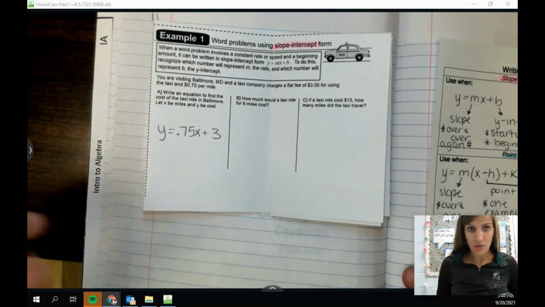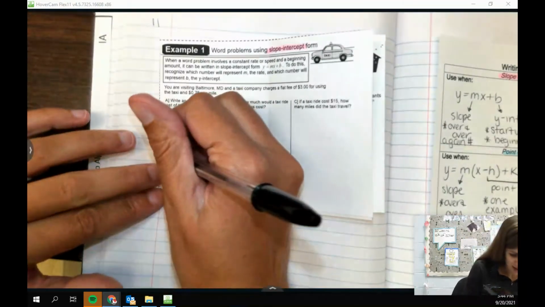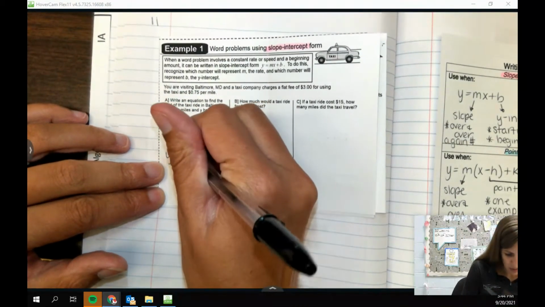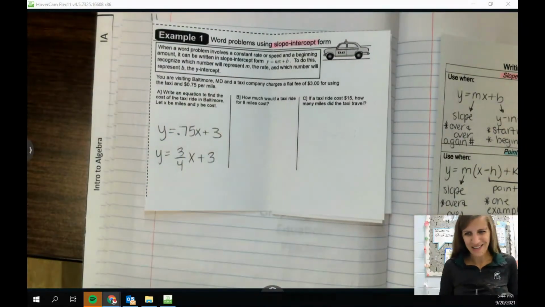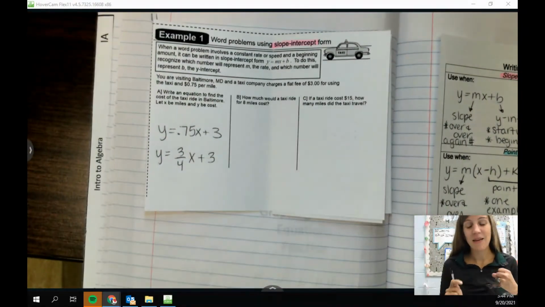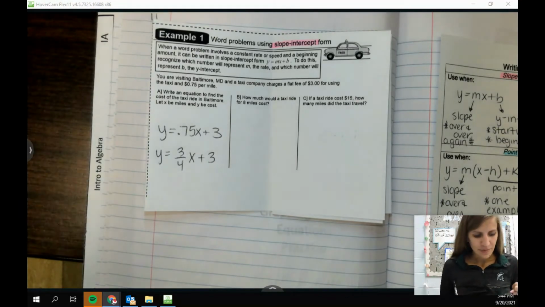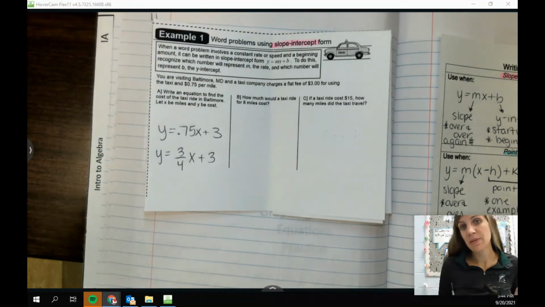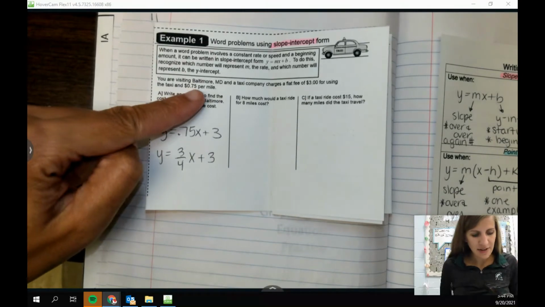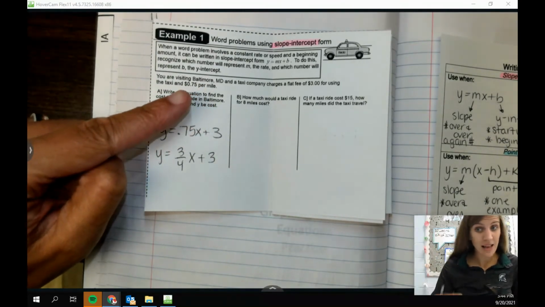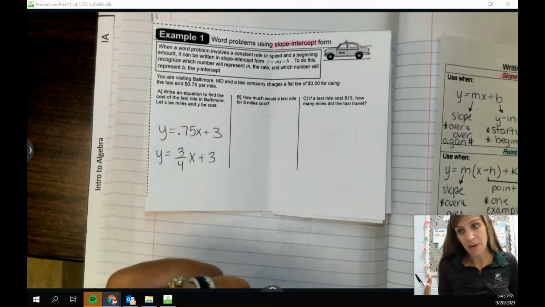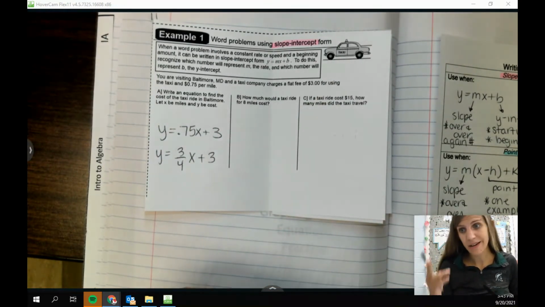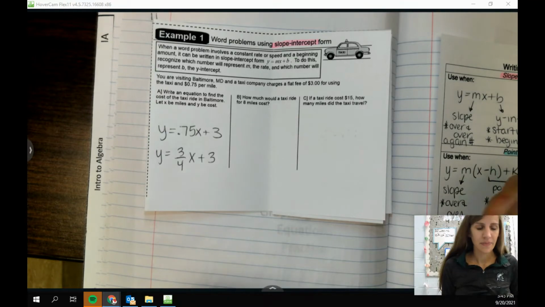So this would be a really good equation. Some of you really impressed me by putting y equals 3/4 x plus 3. Changing that decimal to a fraction, you know I love that. Okay, either one is good. So I could tell that it needed to be y equals mx plus b because that 75 cents per mile is going to happen every time I go a mile. And $3 is only going to happen once, initially when I get into the car at the beginning.